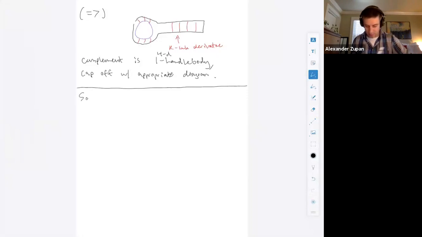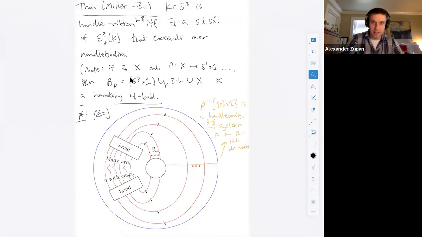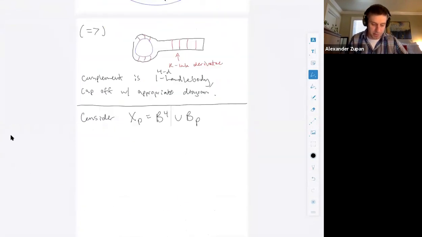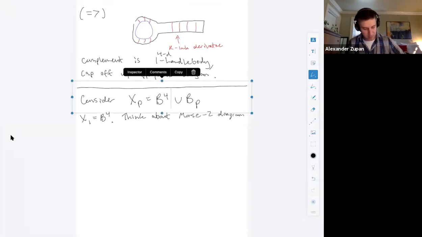So let's see, consider X sub P, which is equal to, I take a 4 ball and I glue on this homotopy 4 ball B sub P, which is defined back there. So assume that I have such an extension with this diagram. And I want to get a closed manifold, which is a homotopy 4 sphere. And so one of my pieces, let's say X1, is just the 4 ball. And I need to decide how to divvy up the other 2 pieces. Now, I want you to think about the Morse 2 diagram, now instead, as an open book decomposition.